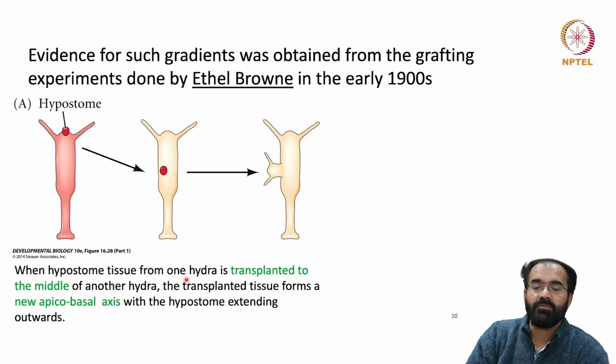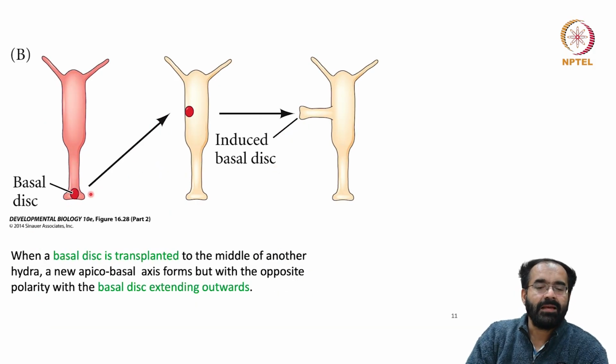When the hypostome tissue from one Hydra is transplanted to the middle of another Hydra, this transplanted tissue forms a new apicobasal axis. Because the hypostome has a strong concentration of the head gradient, and that is dissolving into the belly region, you created an apicobasal axis, with the hypostome extending outwards, and that will establish by movement of the hypostome away from this body. So how will it move? It cannot fly. It will slowly keep synthesizing cells and keep walking out of the body, and you end up getting a new Hydra, just like a budding, as you saw in this case. In the same way, let us take a basal disc.